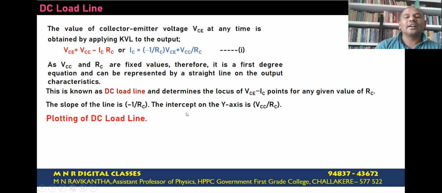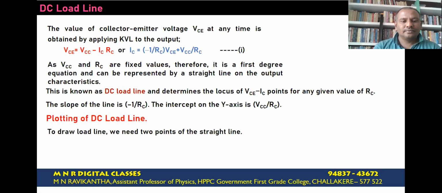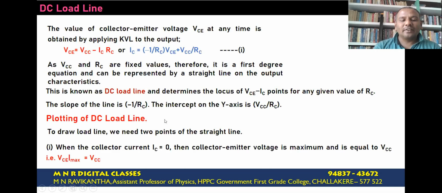Now let us understand the procedure to plot the DC load line. To draw any line, we know that at least we need 2 points. Now let us find the 2 points. To find the first point, put collector current IC equal to 0.